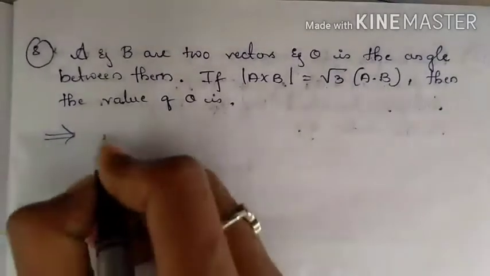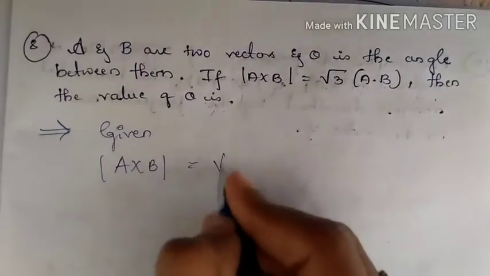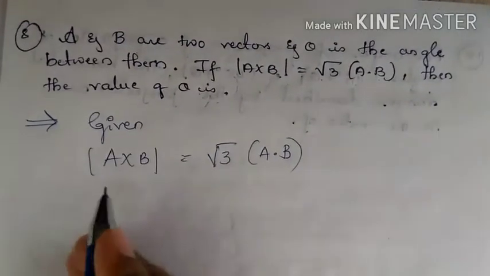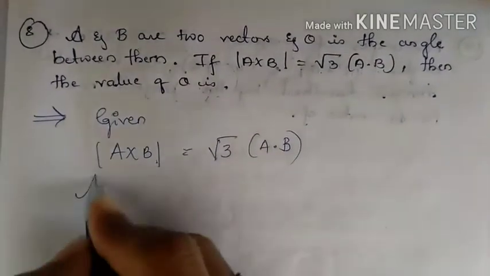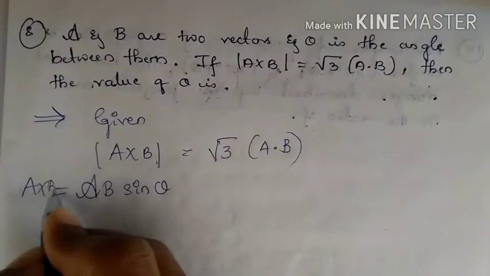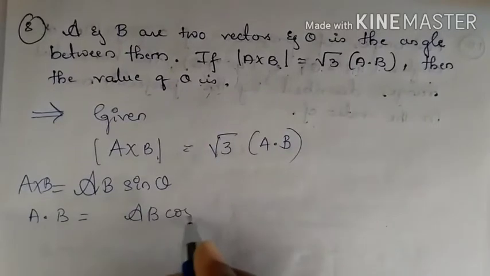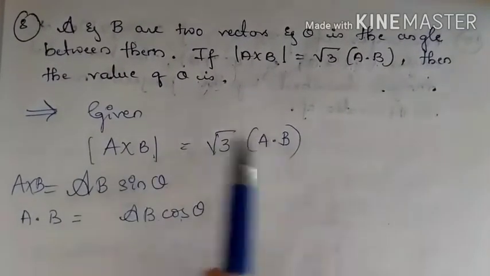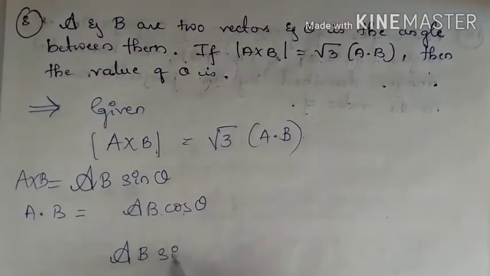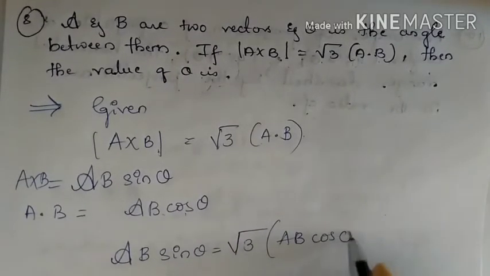So I'll write here, given: A cross B is equal to root 3 of A dot B. So this is the question. The formula for A cross B is AB sin theta. So this is for A cross B. Next, the formula for A dot B is AB cos theta. So you have to substitute these two in the equation. A cross B, which is AB sin theta, is equal to root 3 AB cos theta.